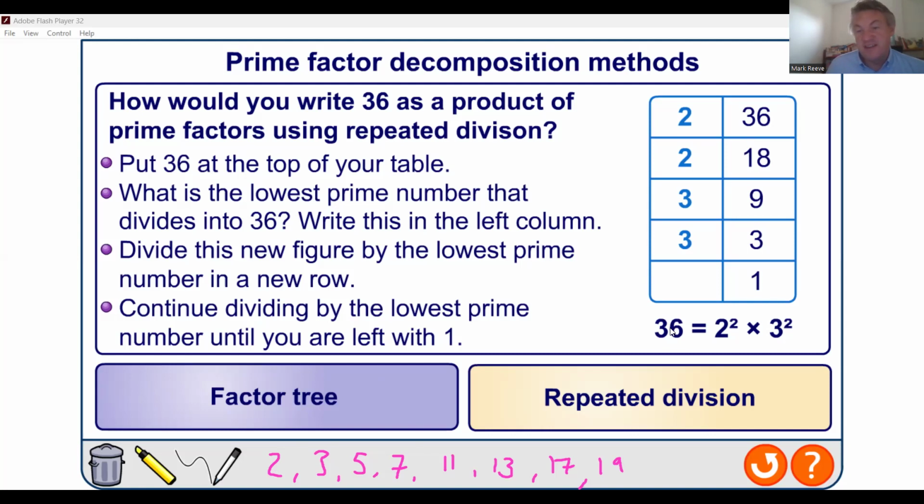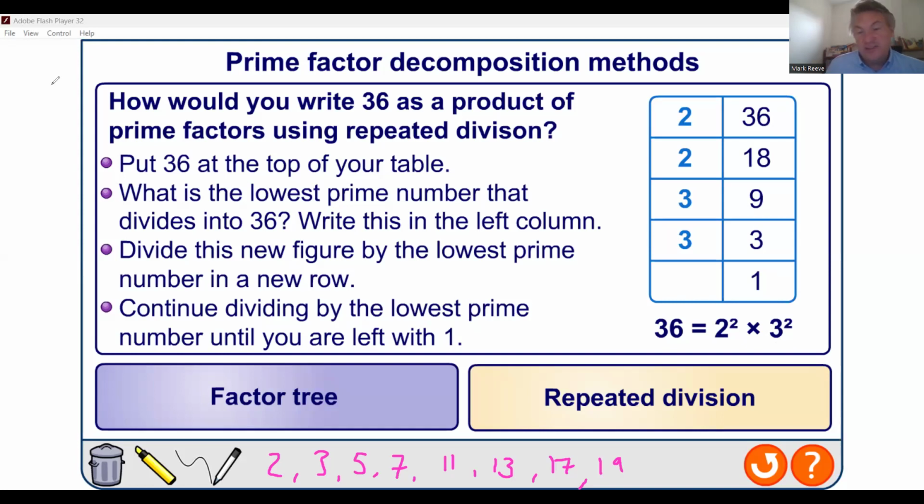So here we're dividing 36. 36 can be divided by 2, which gives you 18. 18 can also be divided by 2, which gives you 9. Now, 9 can no longer be divided by 2, so we go to the next prime, which is 3. We divide 9 by 3, which leaves 3. We divide 3 by 3 again, which now leaves 1. And so we can write 36 as 2 times 2 times 3 times 3, or 2 squared times 3 squared.